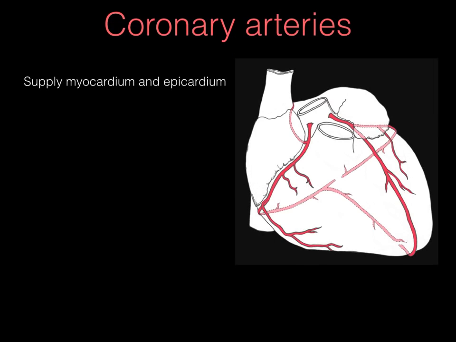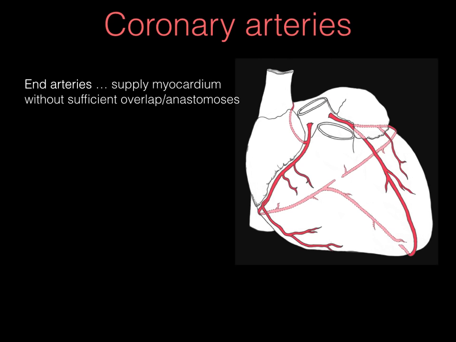The first thing we're going to talk about now is coronary arteries. And so here we've got a picture of all the coronary arteries, and their function is they supply the myocardium and epicardium of the heart, myocardium meaning the heart muscle tissue. Coronary arteries are considered end arteries. What do we mean by that? Well, end arteries supply myocardium without sufficient overlap and anastomoses from other coronary arteries. So each one of these coronary arteries is basically an end artery.